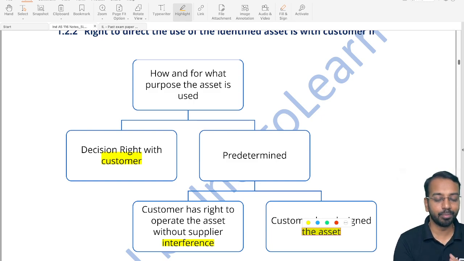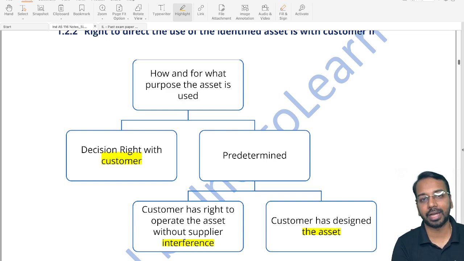Meaning to say, between Mumbai and Pune, it is up to me whether I want to drive or not. All of that is my call. So in that case, I have the right to control. Or if I have designed the asset, if let us say it is not a car but a machinery, even in that case, I have the right to direct and control the use.